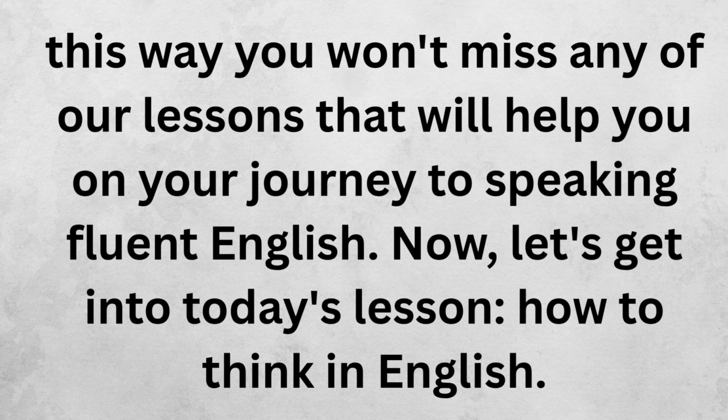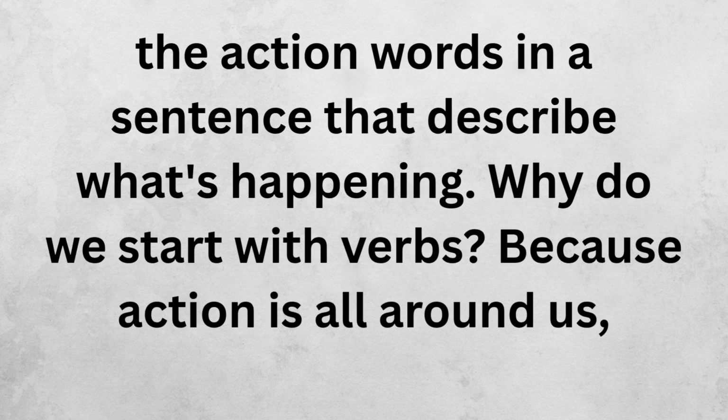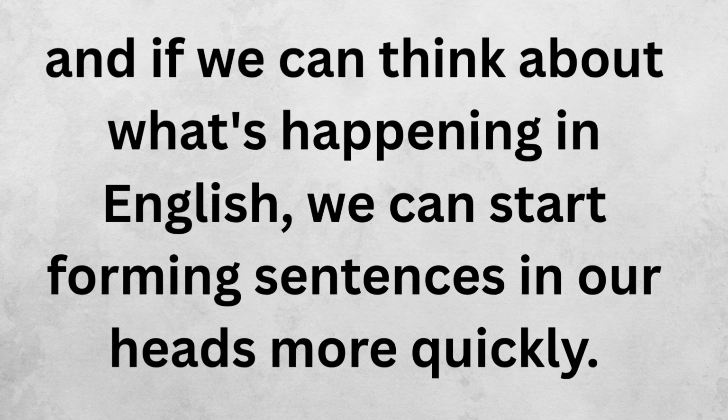Now, let's get into today's lesson, how to think in English. Stage 1. Think in verbs, the power of action words. The first stage of learning to think in English is to focus on verbs, the action words in a sentence that describe what's happening. Why do we start with verbs? Because action is all around us. And if we can think about what's happening in English, we can start forming sentences in our heads more quickly.